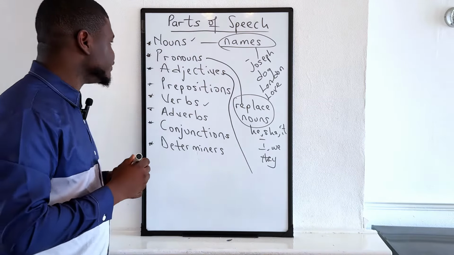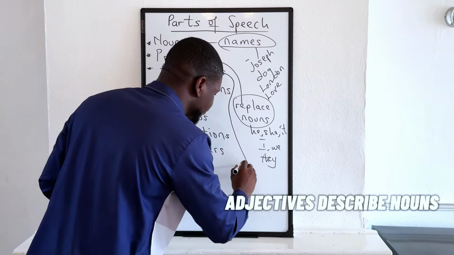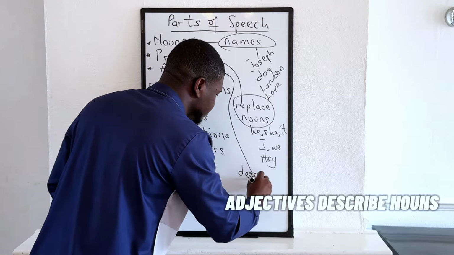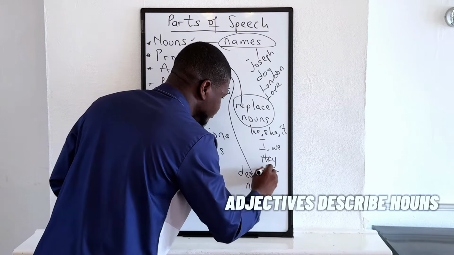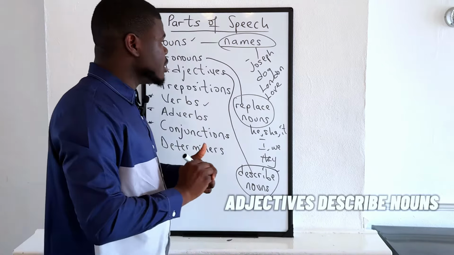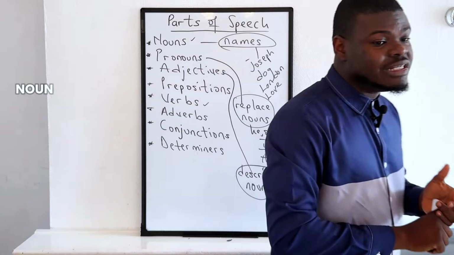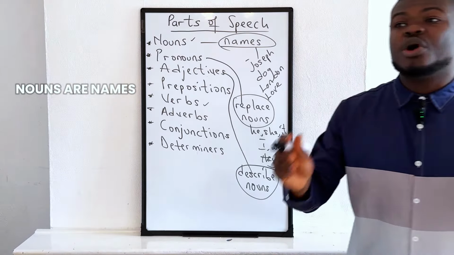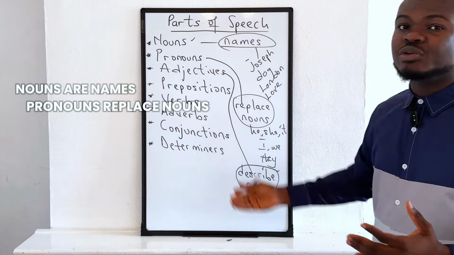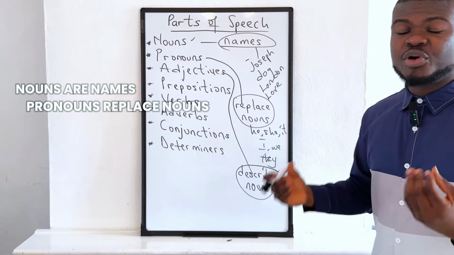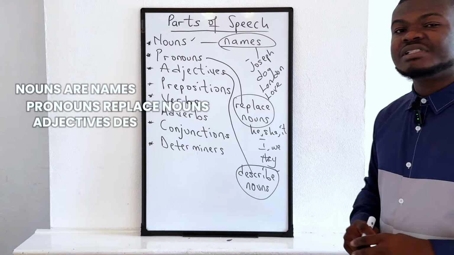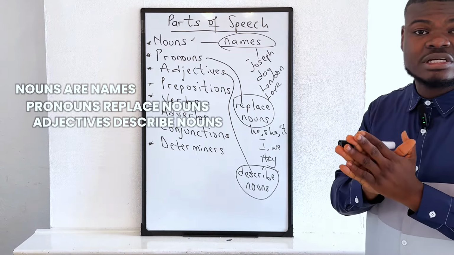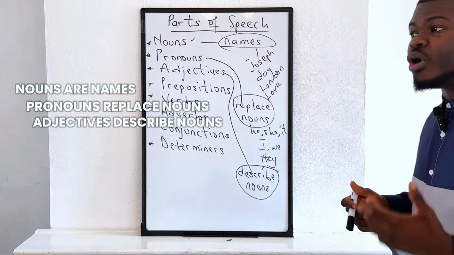Adjectives. What are adjectives? Adjectives describe nouns. Yeah? Nouns are names. Pronouns replace nouns. Pronouns stand in the place of a noun. Pronouns are used instead of nouns. Adjectives describe nouns. They tell us more about nouns.